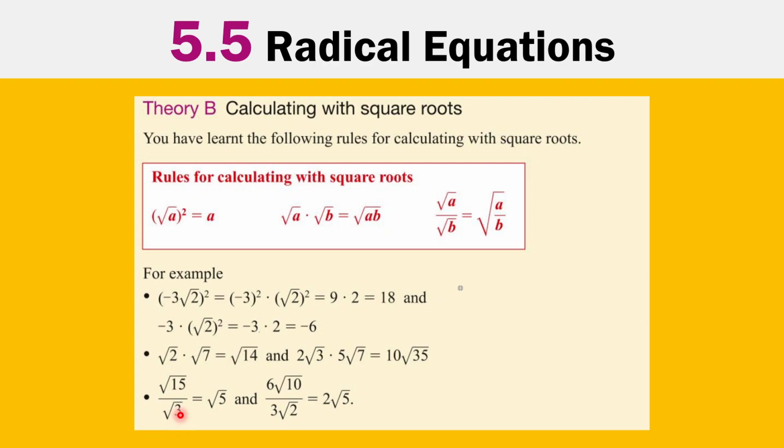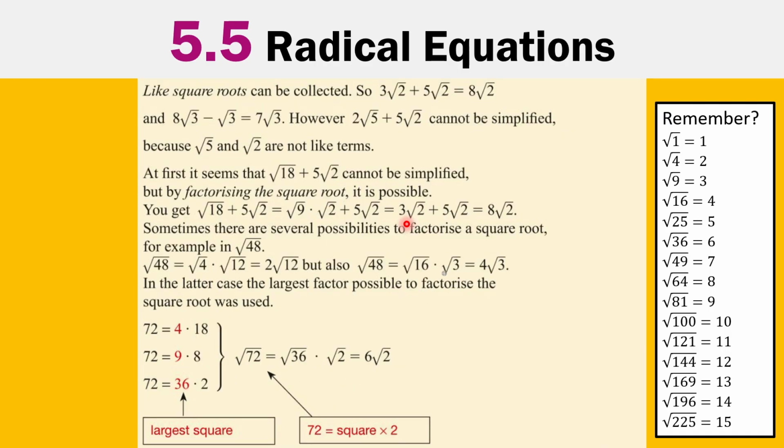Root 15 divided by root 3 is the same as root 5, because I can just do 15 divided by 3. Right? You can first divide them if you want to. And here, 6 root 10 divided by 3 root 2. 6 divided by 3 is 2 and root 10 divided by root 2 is root 5. That's this rule. Let's continue on because we have more rules to discuss.